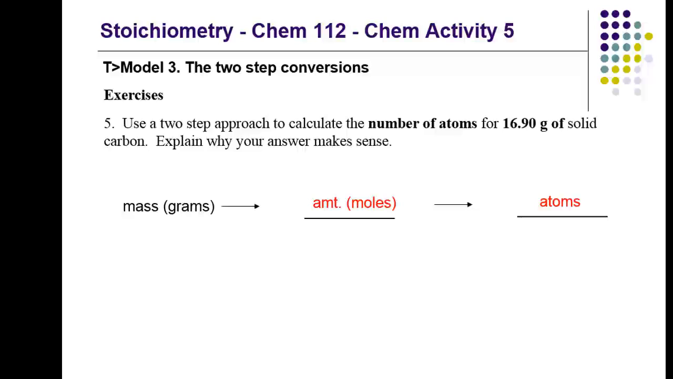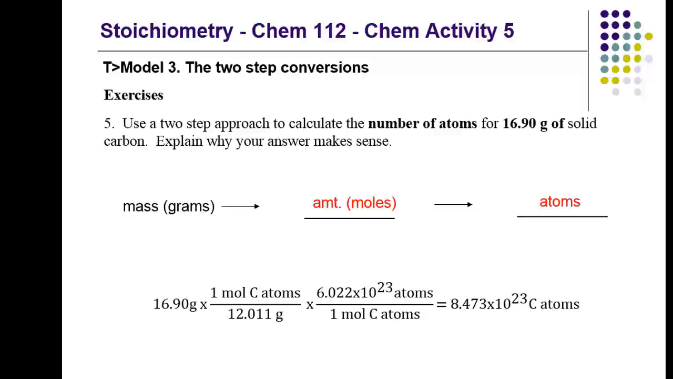I've got to go from mass to the amount to the number of atoms. And then in doing the calculation, I will insert the appropriate conversion factors. So 16.90 grams, then we've got the conversion factor involving the molar mass of carbon, and then the conversion factor involving Avogadro's number, and then finally the number of carbon atoms. Again, I ask, explain why your answer makes sense. Well, note this time the mass of carbon that we have is greater than its molar mass. And therefore, the final answer is a number of carbon atoms that's greater than Avogadro's number.